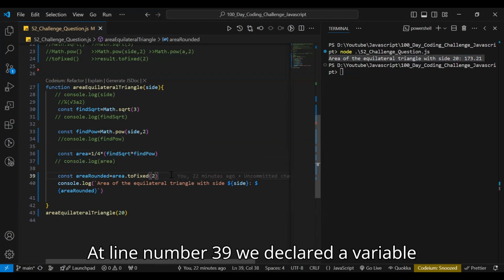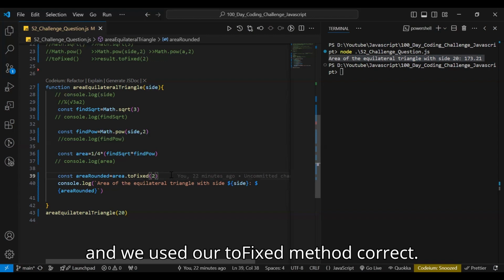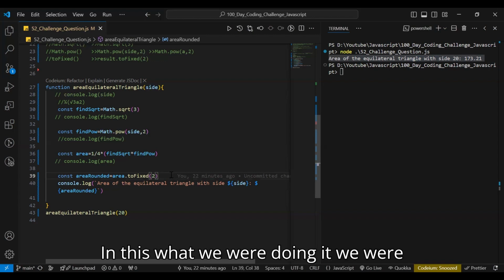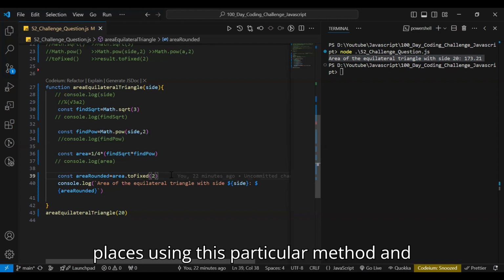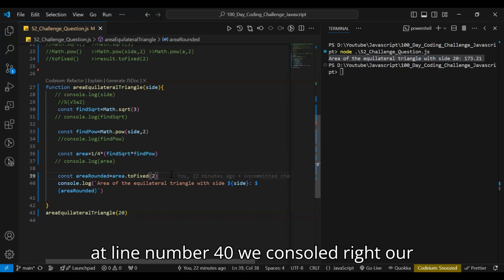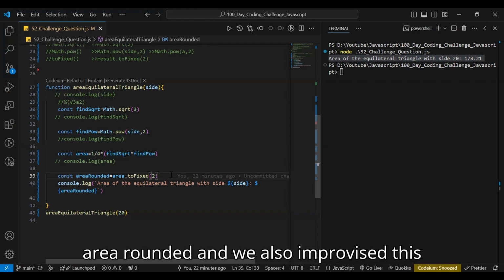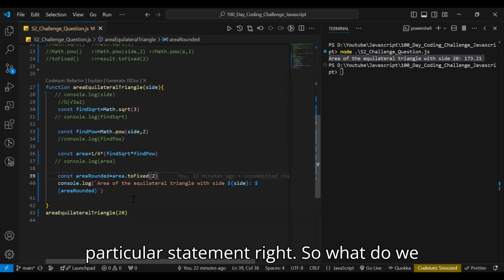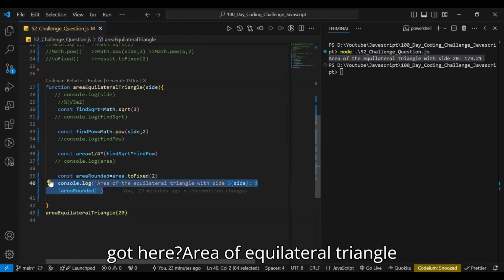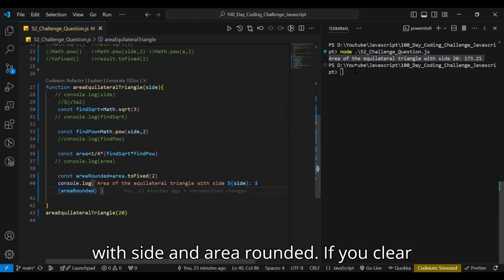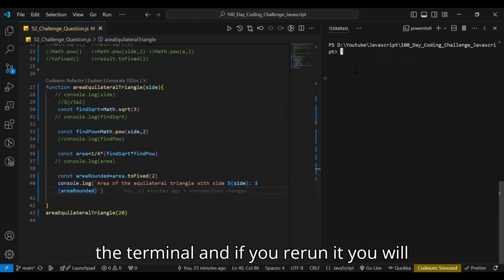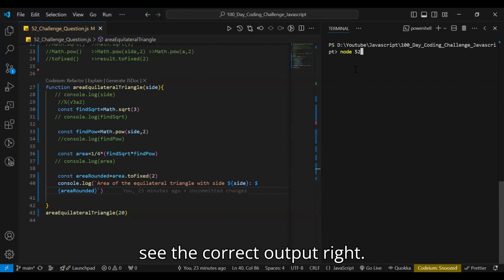At line number 39, we declared a variable and used our toFixed method, correct? In this, we were rounding the result up to 2 decimal places using this particular method. And at line number 40, we consoled our area rounded, and we also improvised this particular statement. So what did we get here? Area of equilateral triangle with side and area rounded. If you clear the terminal and rerun it, you will see the correct output, right?